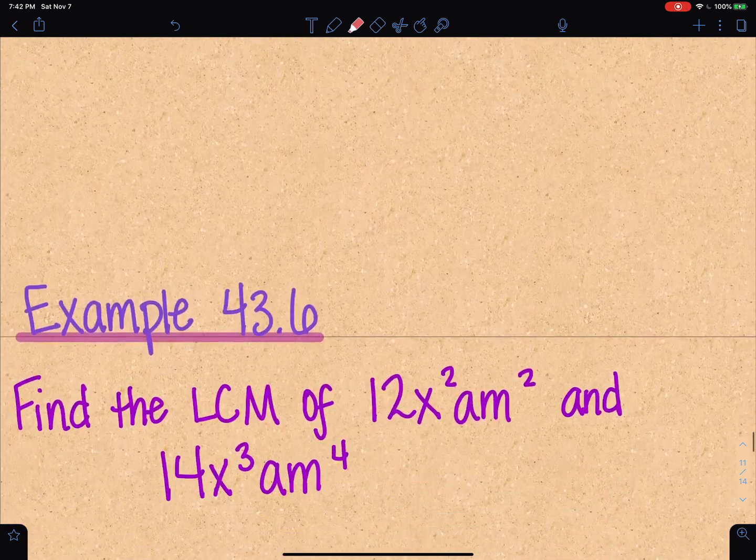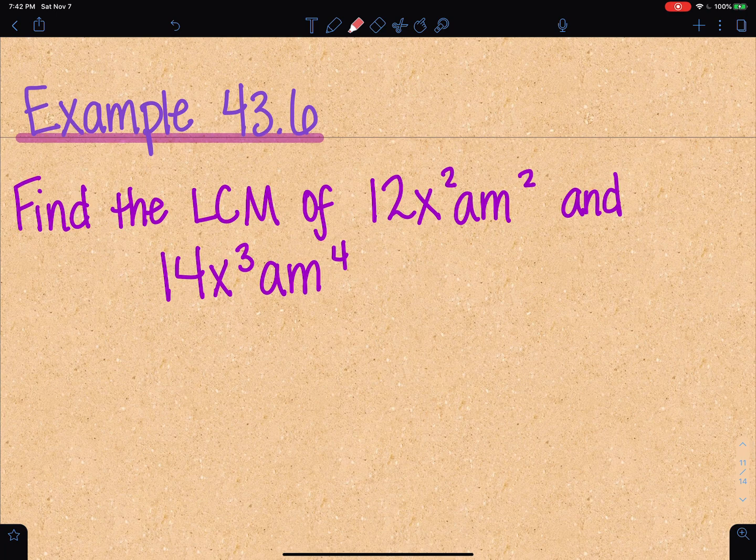Now, is there one more example? Oh my goodness. The last example. This is the last one. Okay, hang in there one more time. Don't skip ahead because you know how they get trickier and trickier each time. Find the LCM of 12x squared am squared and 14x cubed am to the 4th.